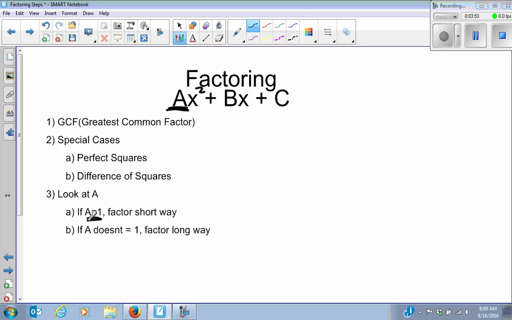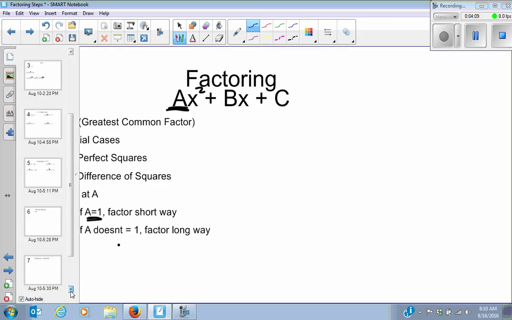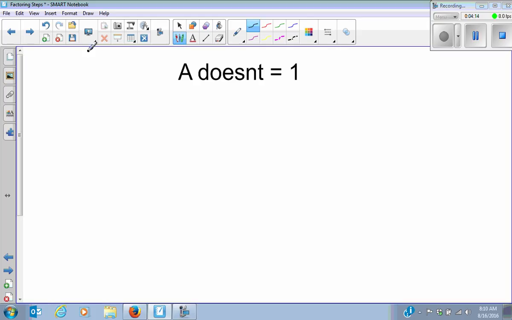Okay? Now, if A doesn't equal 1, that's what we're going to get into today. And that will be everything for factoring that you should have come in kind of really not knowing and kind of being able to do. You should be proficient, which is what we're striving for right now. So what happens when A does not equal 1?